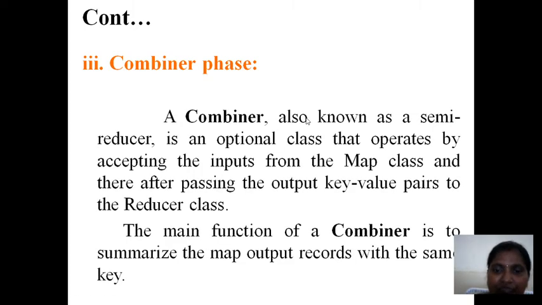If you observe, a combiner, also known as a semi-reducer, is an optional class that operates by accepting the inputs from the map class and thereafter passing the output key values to the reducer class. What is the use of this? What is the use of this means?